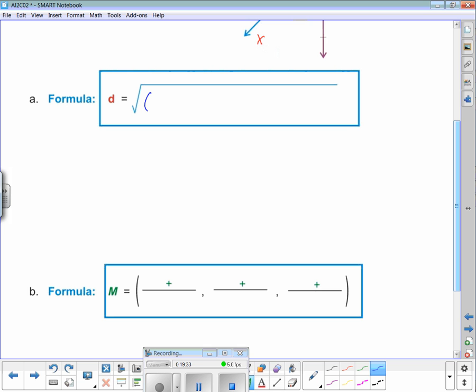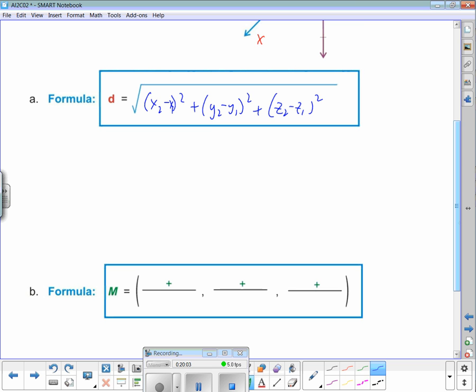I hear x. How about x2 minus x1 quantity squared? Makes sense? Plus, say it. Y sub 2 minus y sub 1 quantity squared. We done? What do you want to do next? Plus z sub 2 minus z sub 1 quantity squared, right? Okay, there you go, 3D distance. That makes sense? You just have to care for that third coordinate.